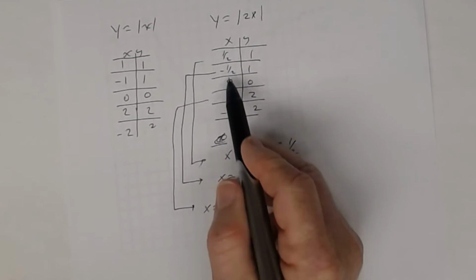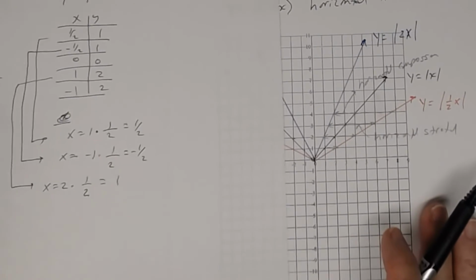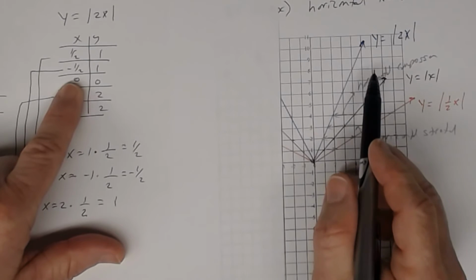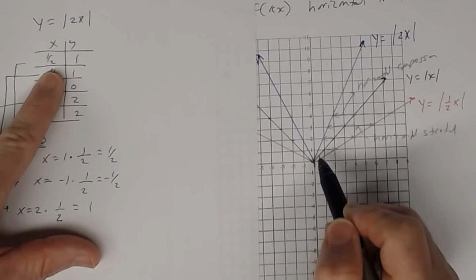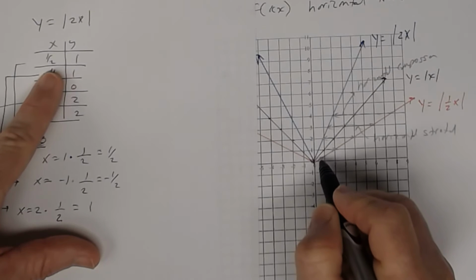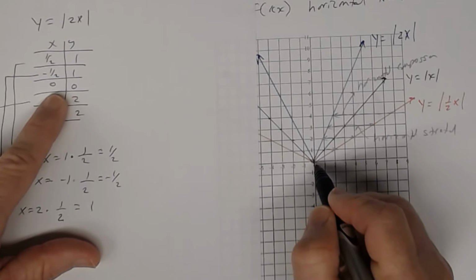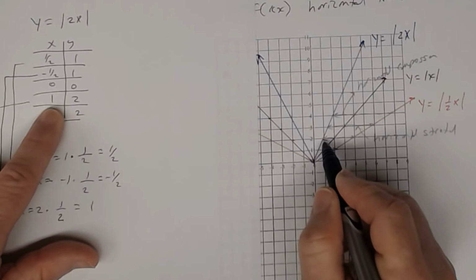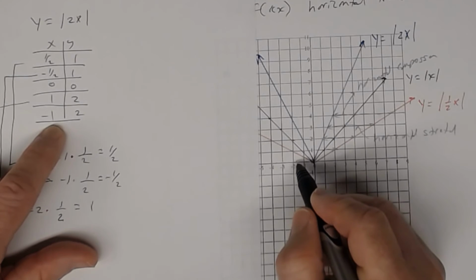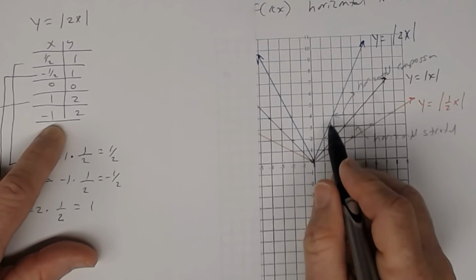I want you to notice that all of these correspond to what you see here. So watch. Remember right here, 1/2, x is 1/2, y is 1. See it right here? x is -1/2, y is 1. Let's go to 0, 0. That's the origin. When x is 1, y is 2. See that point here? 1, 2. And then when x is -1, y is 2. Right here. Okay? So that's this right here.